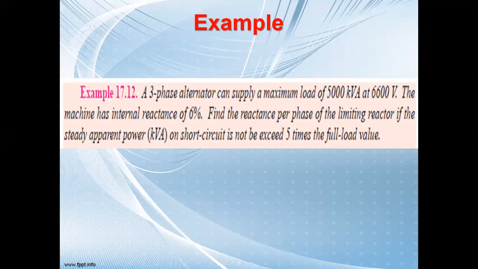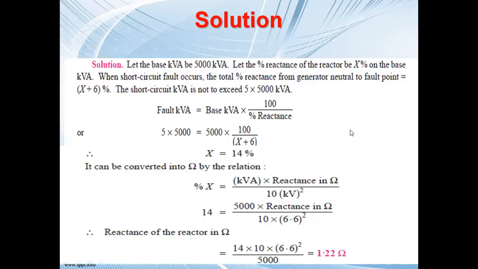Okay, so there is an alternator, it can supply a load of 5000 kVA and the voltage rating is 6600 volt, that is 6.6 kV. The internal reactance of the alternator is 6%. We need to connect a current limiting reactor, or fault limiting reactor. We need to calculate the reactance of that reactor if the steady apparent power on short circuit is not to exceed 5 times the full load value. The short circuit kVA should not exceed that.